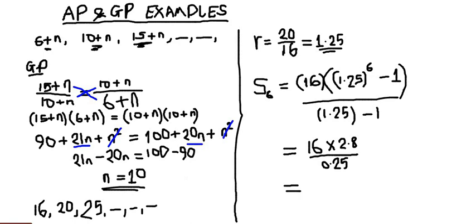So it means we multiply 16 times 2.8, then we divide by 0.25 to give us 179.2, or simply 179 to 3 significant figures. So that is the sum of the first 6 terms of that GP.